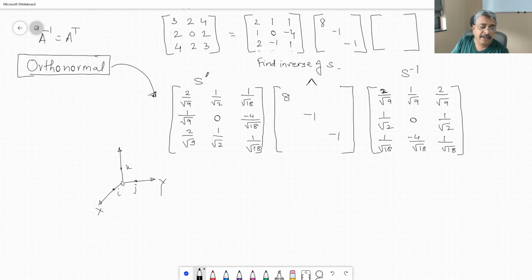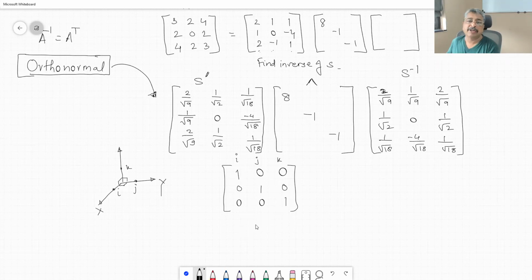i, j and k are mutually perpendicular unit vectors, so it is a nice base to consider. That means the base we have been using, unknowingly, is 100, 010, 001. This is our first reference vector, which we know is i, this is j, and this is k. This has been our reference, and with respect to this reference we have been doing all the calculations.